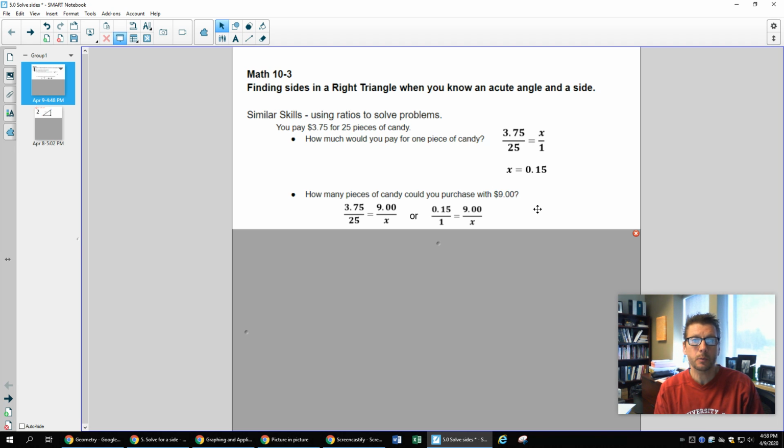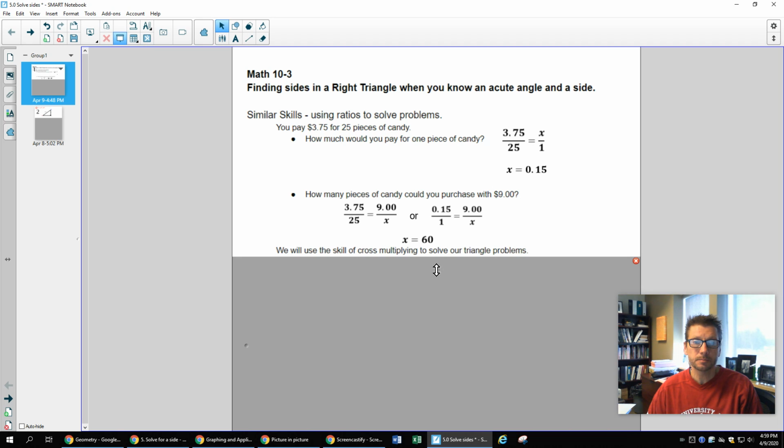And this is the part that we use in right triangles, sine, cosine, and tangent, is the idea that we've got equal ratios to solve the problem. So it doesn't matter if I'm going to cross multiply 25 times 9 divided by 375 or 1 times 9 divided by 15 cents. I know that when I'm finished, I can buy 60 pieces of candy. So ratios that are equal to each other, we're going to cross multiply and solve. Okay, so now we're ready for trig.